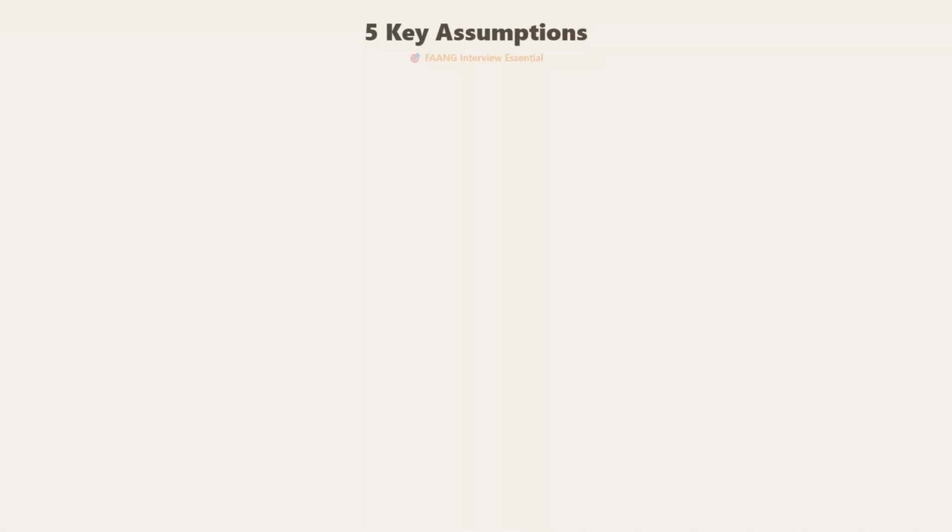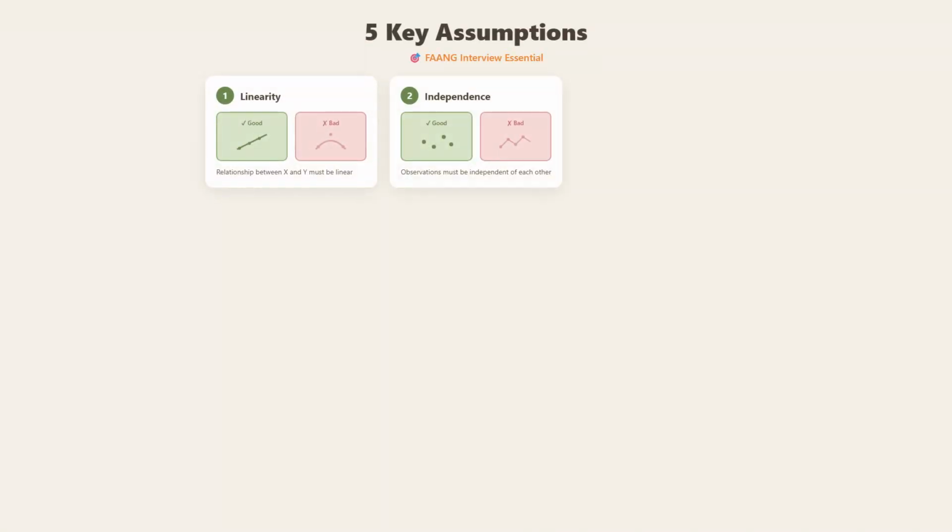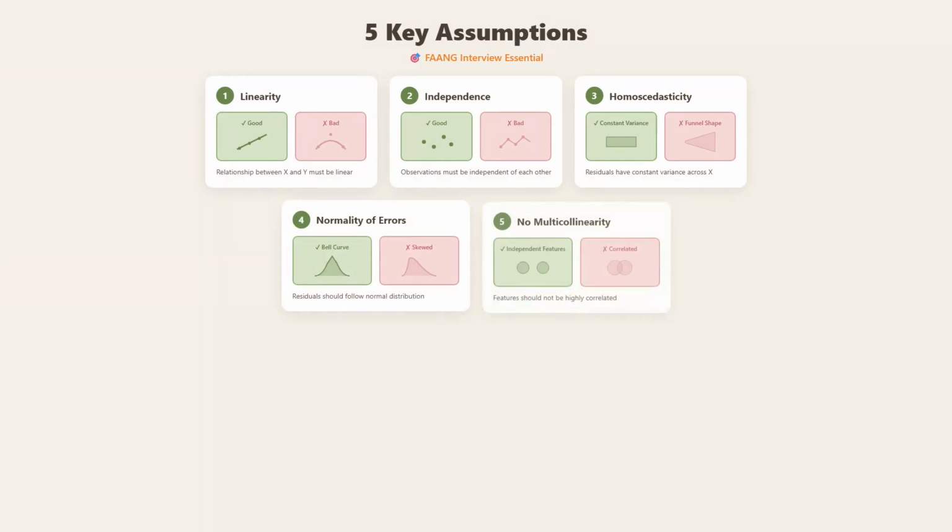This section is critical for anyone preparing for data science interviews at top tech companies. Linear regression comes with 5 key assumptions, and violating them can make your predictions unreliable. First is linearity. The relationship between your features and target must be linear. If the true relationship is curved, a straight line simply won't capture it well.